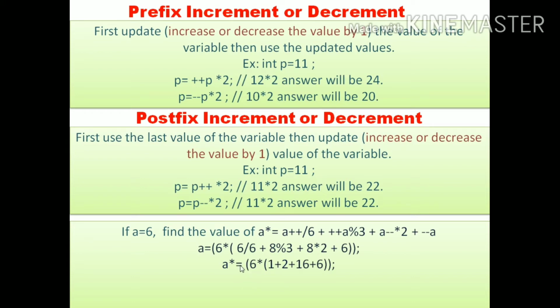a equals 6 into 6 by 6 by 1, 8 mod 3 is 2, 8 into 2 equals 16, and 6. So finally a equals 6 into 25. So finally a equals 150 is the final answer.